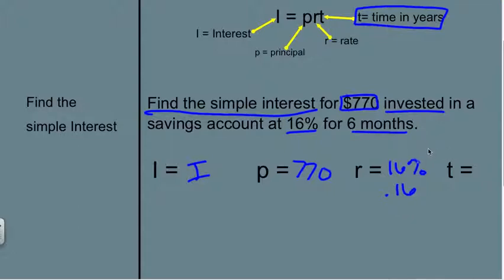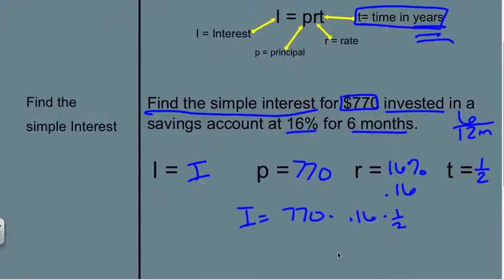6 months. Here's a mistake. Do not put 6 here. Remember, this is time in years. So if I put a 6 here, I'm representing 6 years. 6 months is not 6 years. So let's compare that 6 to months. What do I know about months? I know there are 12 months in a year. I have 6 of them. 6 over 12 is the same as 1/2. Watch out for those. I equals 770 times 0.16 times 1/2.